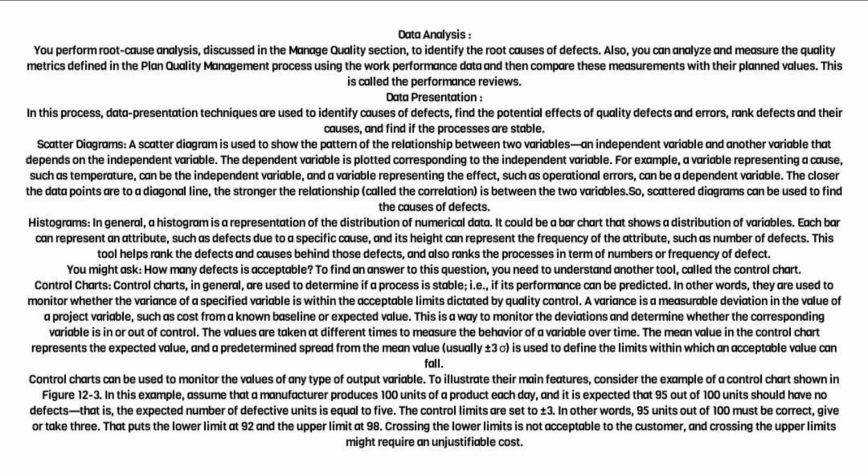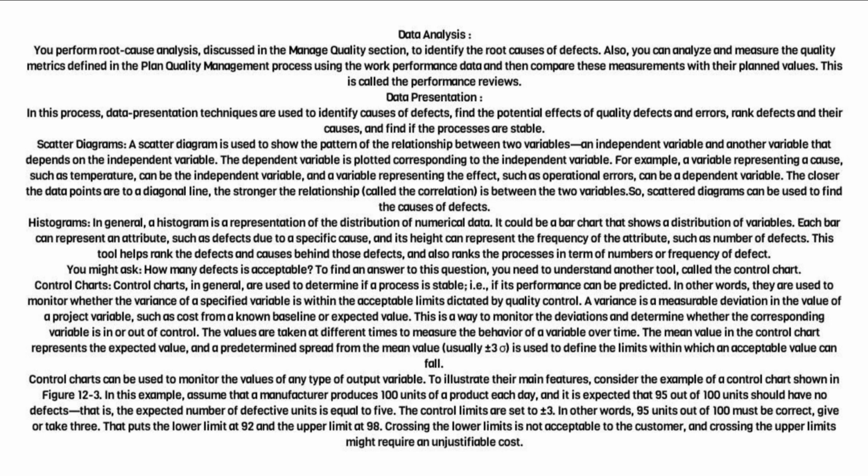Control charts, in general, are used to determine if a process is stable, i.e., if its performance can be predicted. In other words, they are used to monitor whether the variance of a specified variable is within the acceptable limits dictated by quality control. A variance is a measurable deviation in the value of a project variable, such as cost, from a known baseline or expected value. This is a way to monitor the deviations and determine whether the corresponding variable is in or out of control.